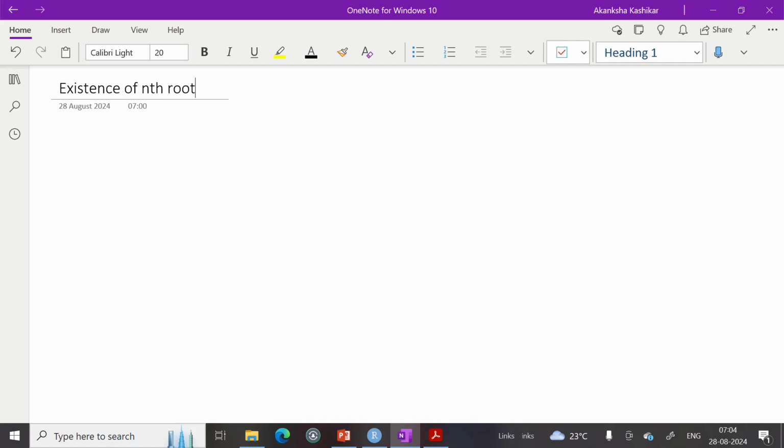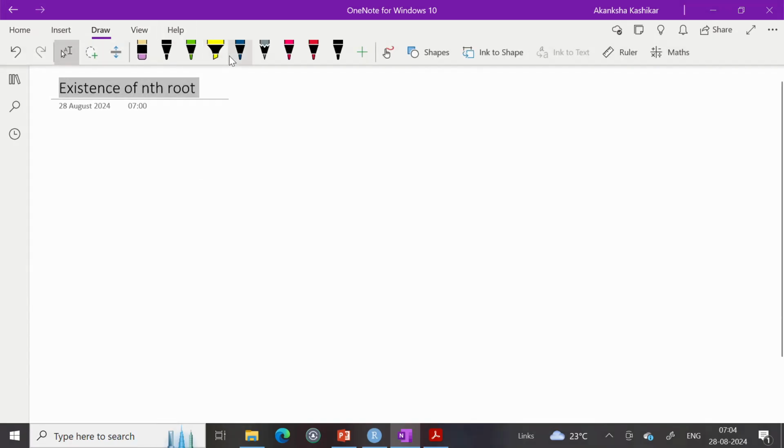Today we will be looking at a theorem which proves existence of nth root and uniqueness for any non-negative number. Let me start by writing the statement. So let alpha greater than 0 be a real number. We can consider greater than or equal to 0.